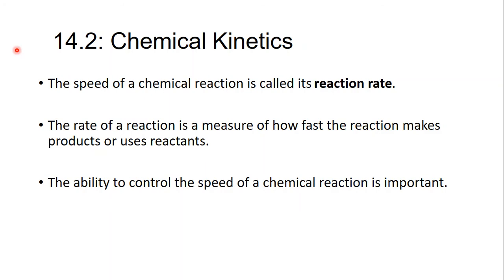In this video, we're going to start talking about chemical kinetics. And we're going to start with just the idea of reaction rates, and that's how we measure the speed of a chemical reaction. It's just how fast are we making products. And chemists want to be able to control this reaction rate, generally to try and speed up reactions that might be too slow to do otherwise.